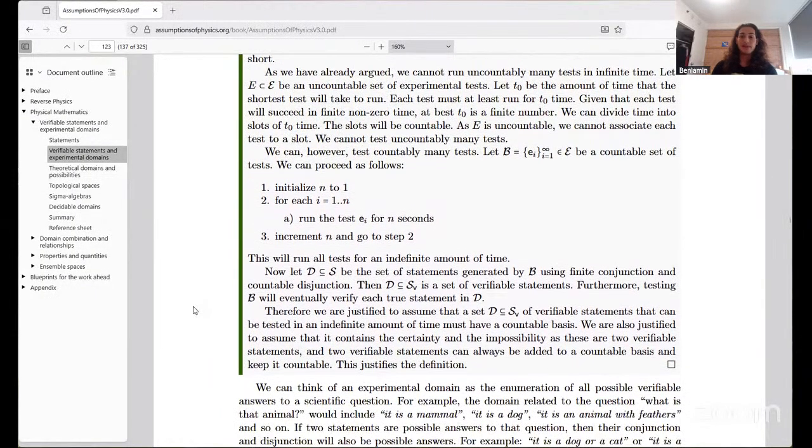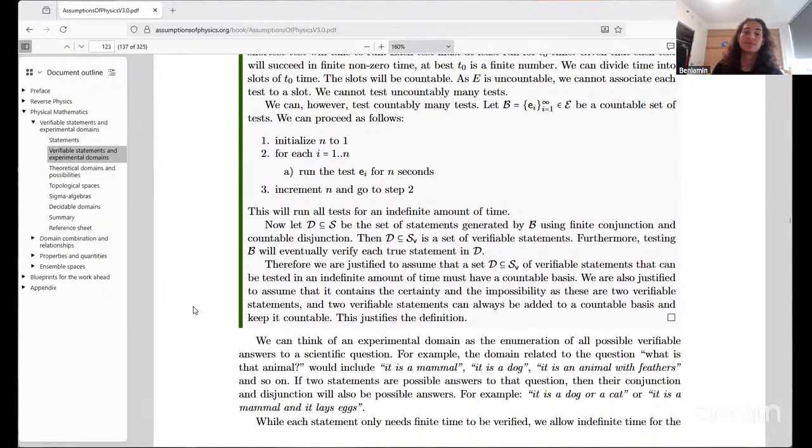Let a basis B be some countable sequence of experiments E_i. Then we can proceed as follows. 1, initialize n to 1. 2, for each i from 1 to n, run the test E_i for n seconds. And then 3, increment n and go to step 2. This will run all tests for an indefinite amount of time. Now, let D, a subset of S, be the set of statements generated by B using finite conjunction and countable disjunction. Then D is a subset of the set of verifiable statements, well, because we can run that procedure. Furthermore, testing B will eventually verify each true statement in D.